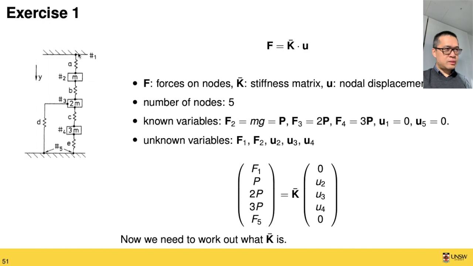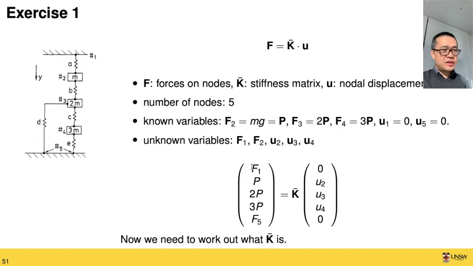F1, the force on node number 1, and F5, the force on node number 5. There's a mistake written here, so F1, F5. And the displacement on nodes 2, 3, and 4, so U2, U3, and U4. Be careful, don't get confused with this M, 2M, and 3M. There is node 2, node 3, and node 4, so we have U2, U3, and U4.